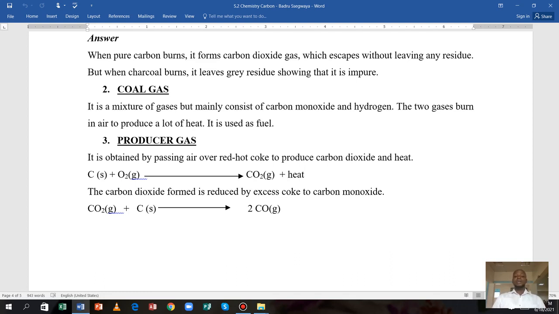Producer gas, on the other hand, is produced when air is passed over red hot coke, producing carbon monoxide and nitrogen. So a mixture of carbon monoxide and nitrogen makes producer gas. Carbon monoxide also produces heat when burnt to form carbon dioxide, and therefore producer gas is also a fuel.